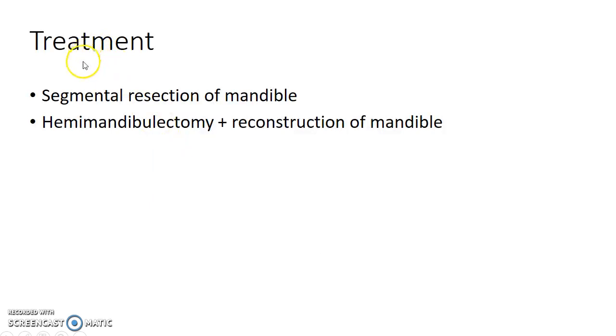How do you treat a case of ameloblastoma? Surgically, you can do segmental resection of mandible. You can also do hemimandibulectomy, which means you resect half of the mandible, and reconstruction of mandible should be done.